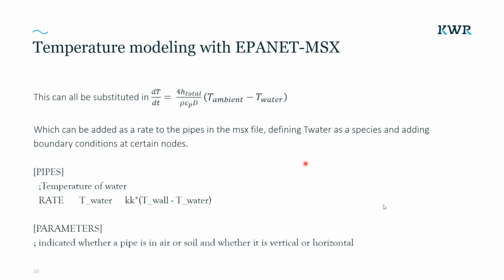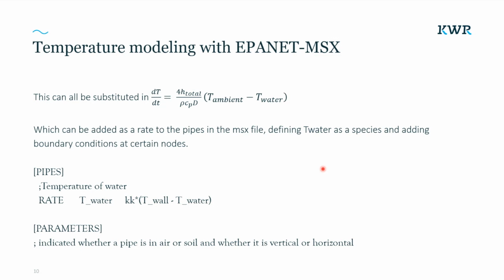But if you take all this into consideration, then you can substitute this term into the previous formulas, and then we can add this formula as a rate to the pipes in the MSX files, as is shown here. Then we define T-water as a species in the MSX files, and we can add some boundary conditions at certain nodes, for instance, the initial water temperature from the distribution line as it enters the system.